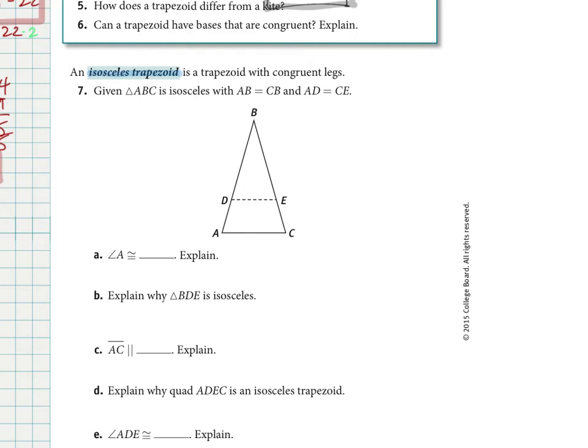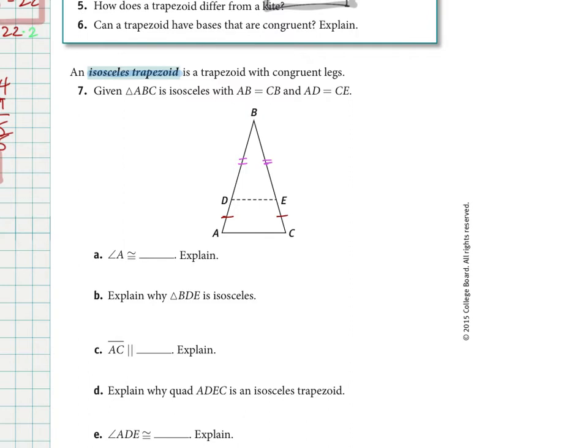So let's go ahead and mark AD, let's use the pen, AD and EC as congruent to each other. So even reading the directions, it says given triangle ABC. Oh, triangle ABC is isosceles. So guess what? We can mark BD as congruent to BE.